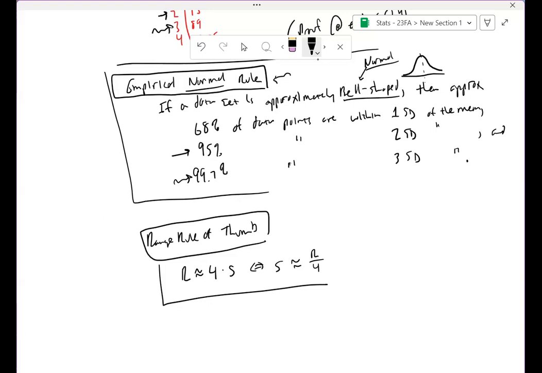I introduced this because we'll see this idea pop up in the next section. This is usually a pretty terrible estimate of the standard deviation, though. It'll probably get you the right order of magnitude, but that's probably about it. So not a great estimate, but we'll see this general idea that, roughly speaking, a data set spans about 4 standard deviations. We'll see that idea come up when we talk about outliers.